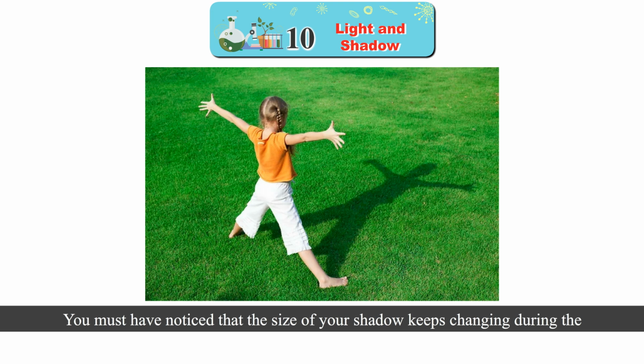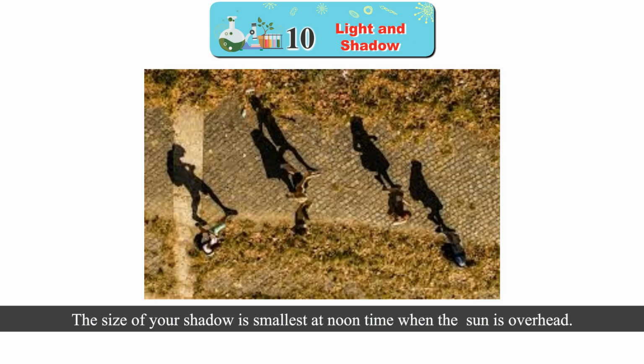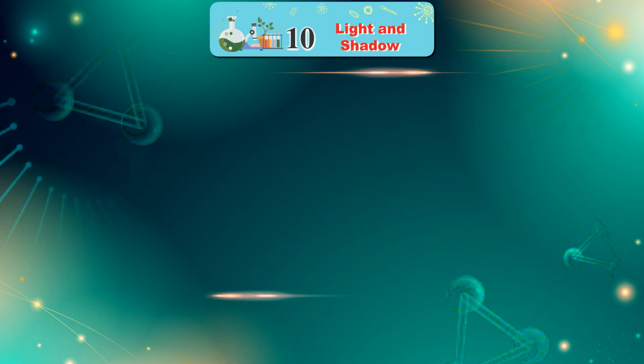Length of shadow. You must have noticed that the size of your shadow keeps changing during the daytime. Your shadow is long in the mornings and evenings because the rays of the sun are slanting. The size of your shadow is smallest at noontime when the sun is overhead. This is because the rays of the sun have to travel the shortest distance. A fact: as the sun moves westwards, the direction of the shadow moves eastwards.